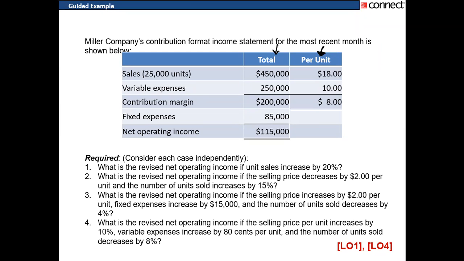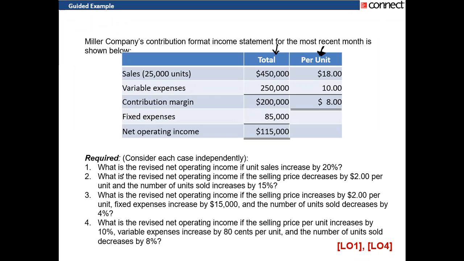Okay, next, what are the requirements? Note that they have mentioned to consider each case independently. So what does it indicate? The information given in requirement 1 should not be applicable in requirement 2, and the information given in requirement 2 will not be applicable in requirement 1. So each of these cases is different.